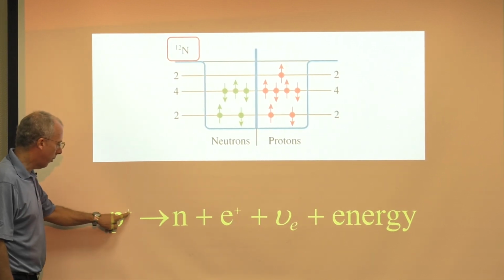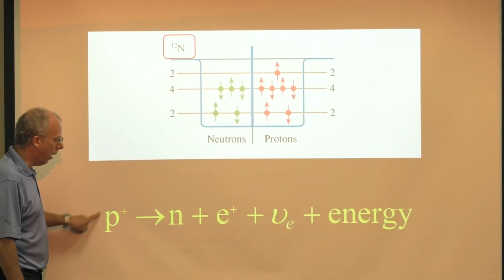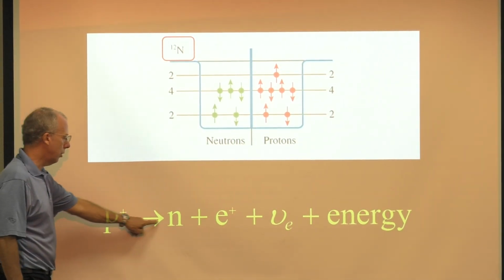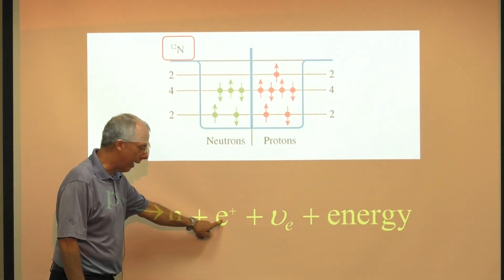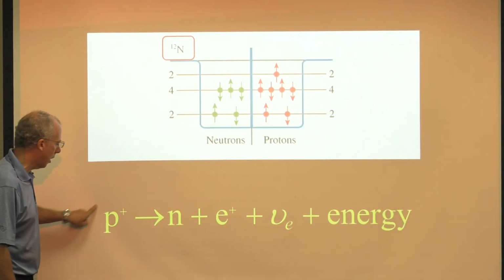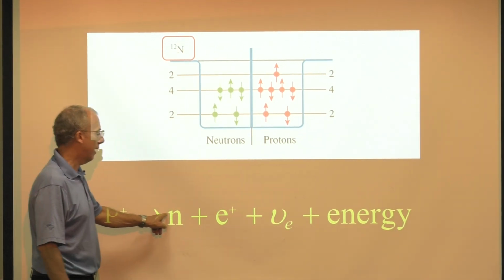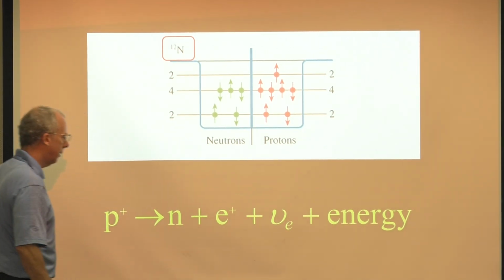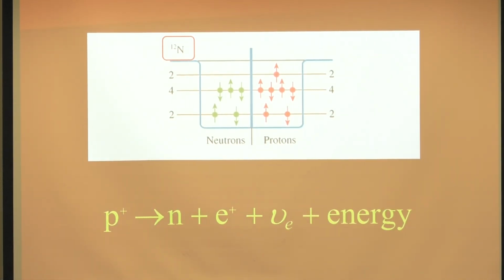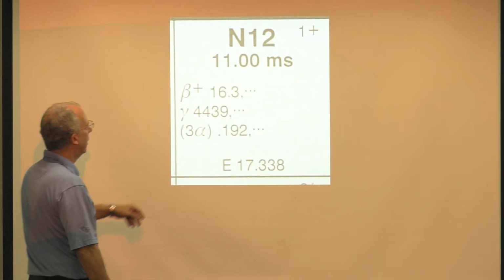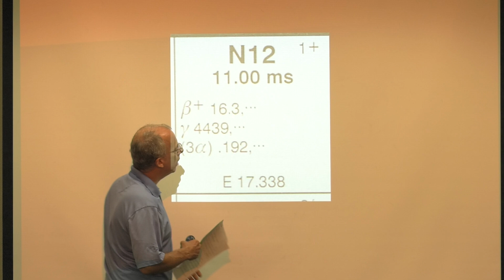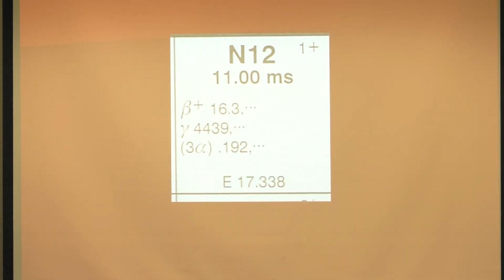You have the proton, so there's a +1 charge, so you have to have a +1 charge over here. The proton becomes a neutron, and there's a beta plus. It has to be a positive, because you have a positive charge here, you've got to conserve charge. This has 0, this has 0, so you have to have a beta plus. There you go. Does that happen? Look at that. Nitrogen 12, beta plus, 11 milliseconds is the half-life.